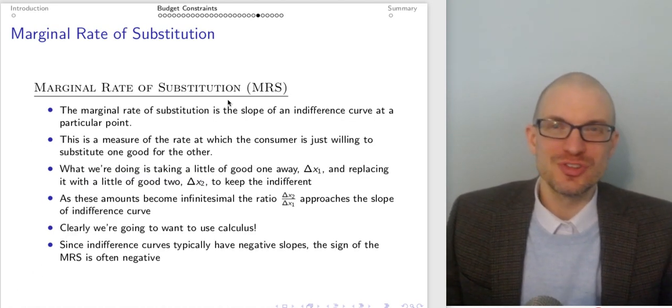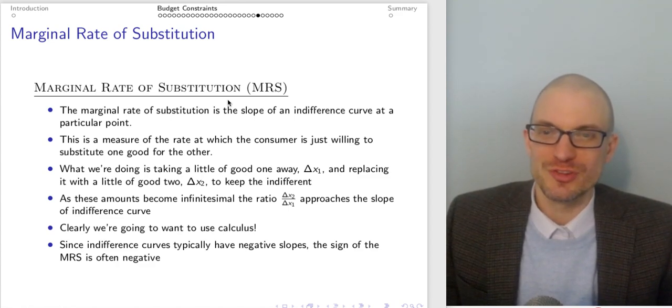All right, so then we'll introduce the idea of marginal rate of substitution. Marginal rate of substitution is just the slope of the indifference curve at a particular point.